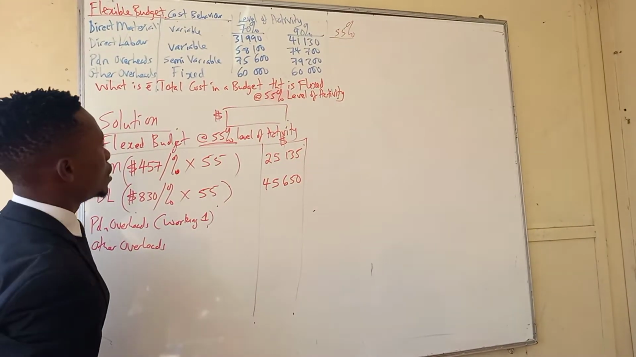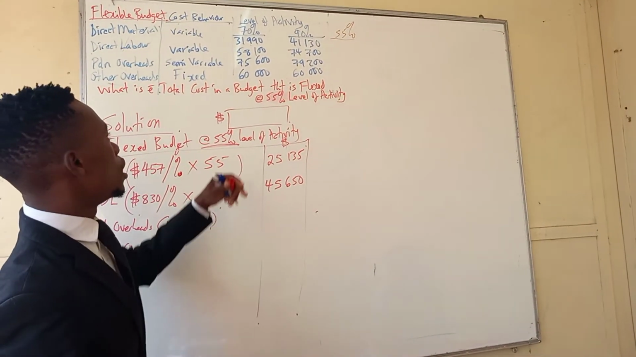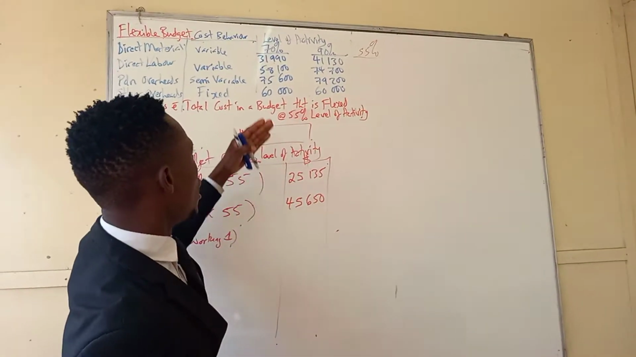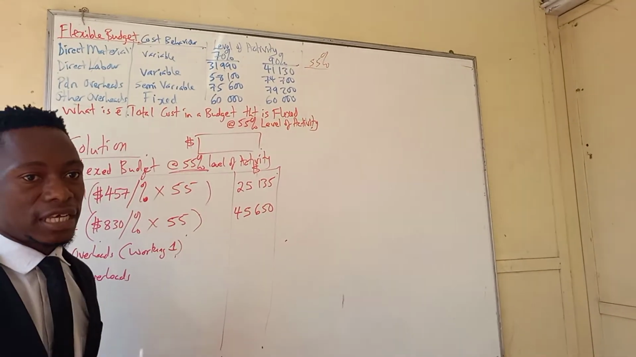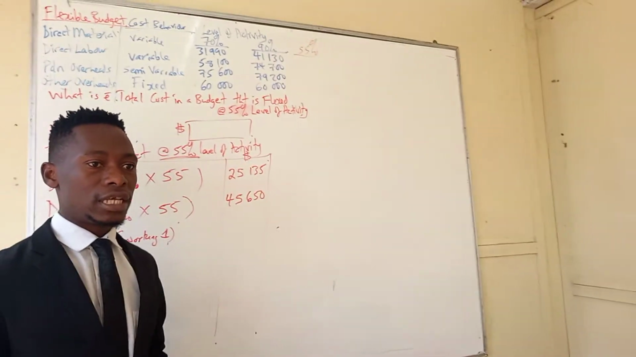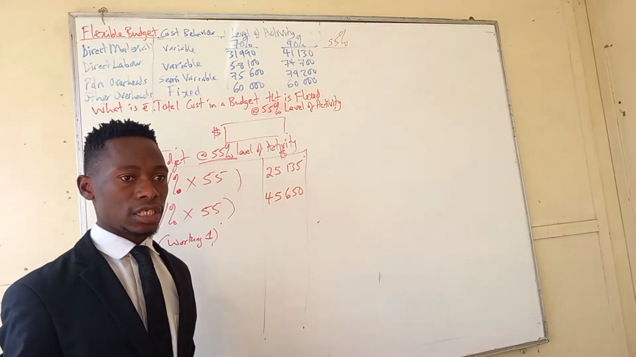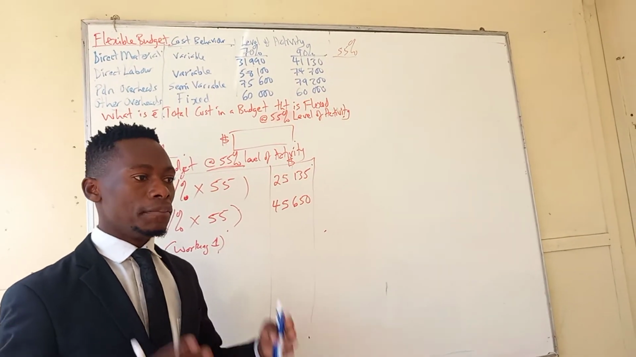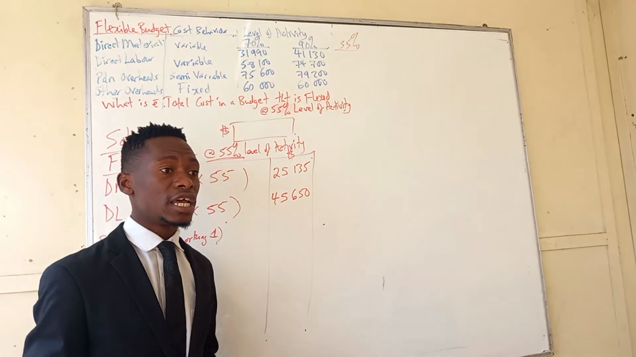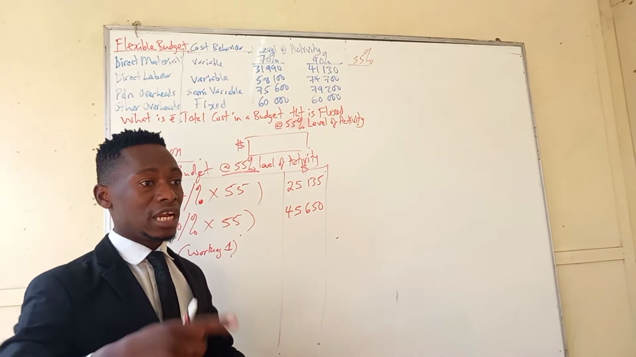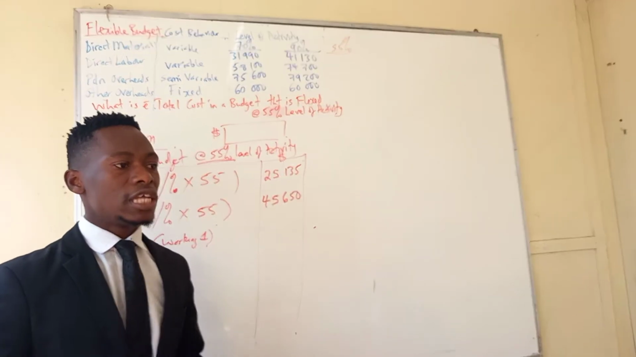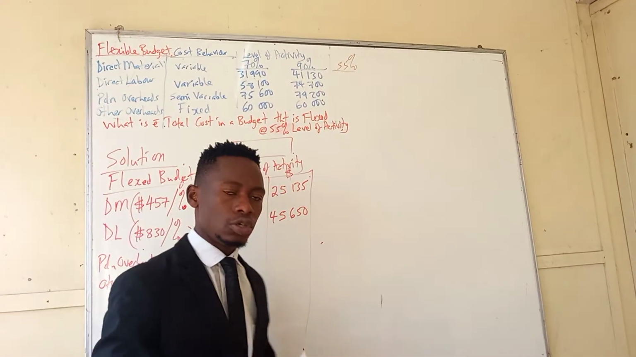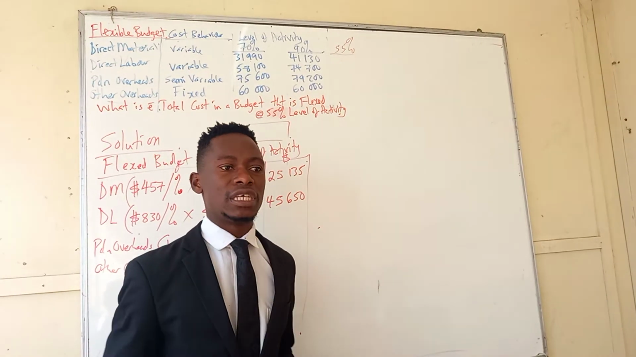So according to the budget, we are expecting that we'll incur 60,000. That's why you see that for 70%, we are expecting to incur 60,000. Even at 90%, the cost will still be 60,000, because the fixed cost is the type of cost that is not affected by the level of activity that you produce. It's not affected by the number of units that you produce. Whether you produce or you don't produce, you incur a fixed amount.